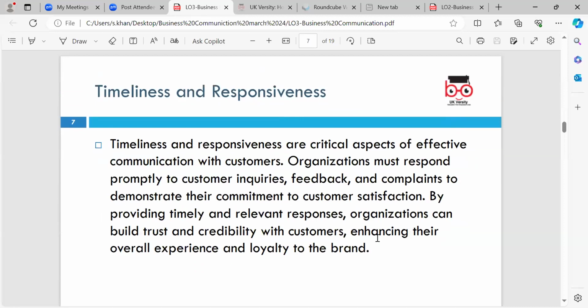Timeliness and responsiveness. Timeliness and responsiveness are critical aspects of effective communication with customers. Organizations must respond promptly to customer inquiries, feedback, and complaints to demonstrate their commitment to customer satisfaction. By providing timely and relevant responses, organizations build trust and credibility, and also enhance the overall experience and loyalty to the brand.